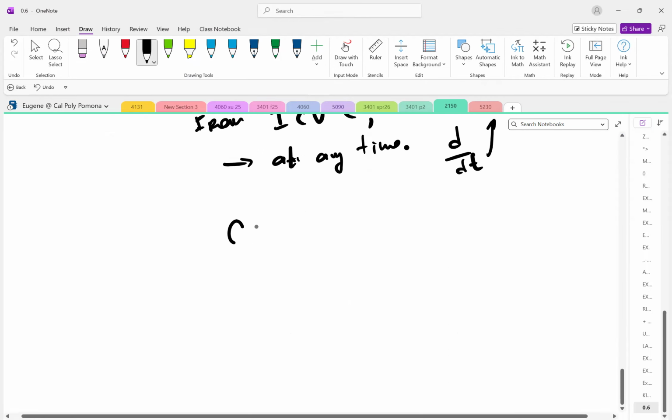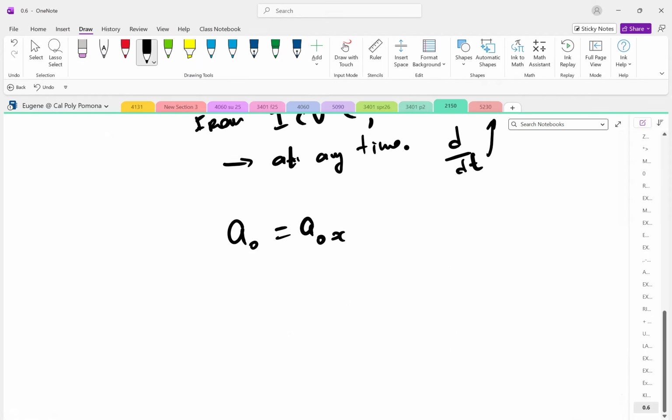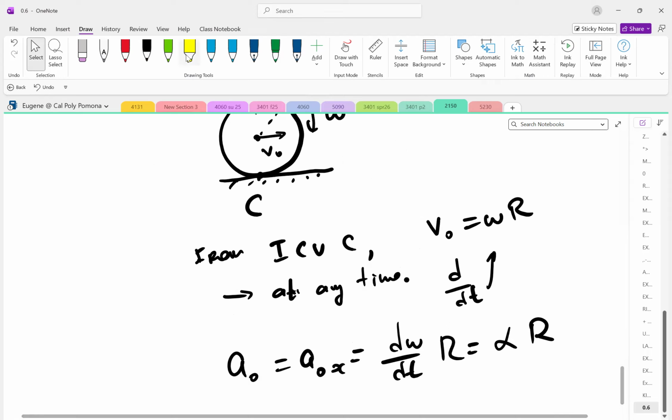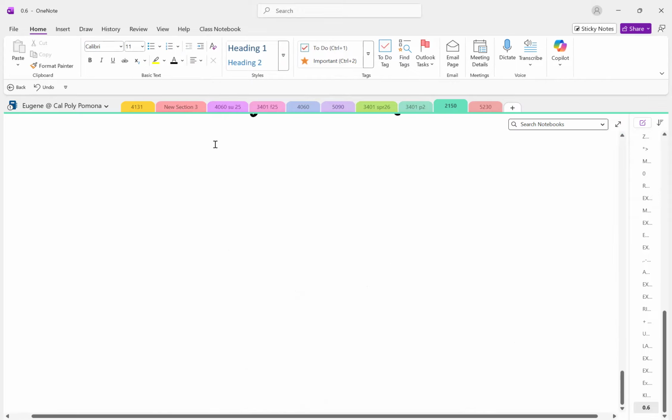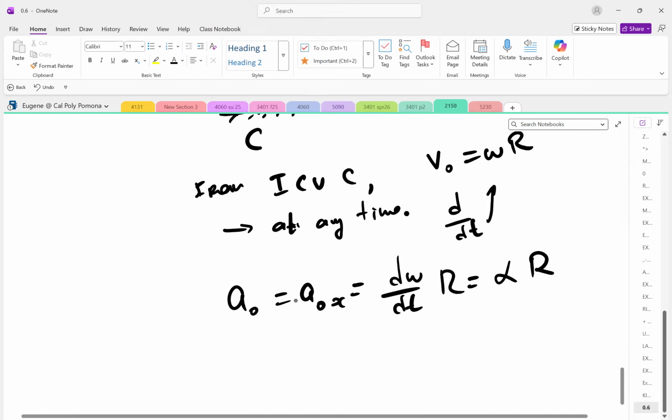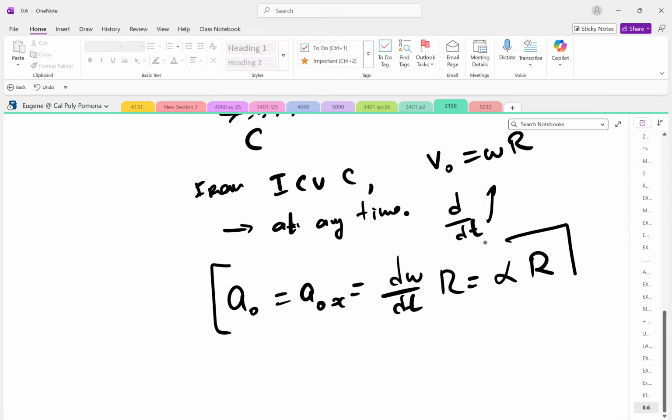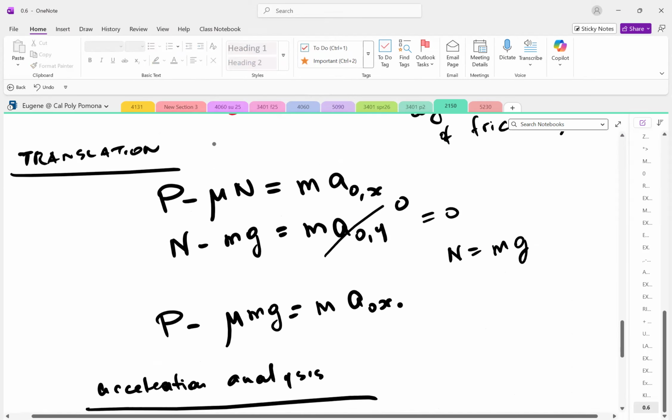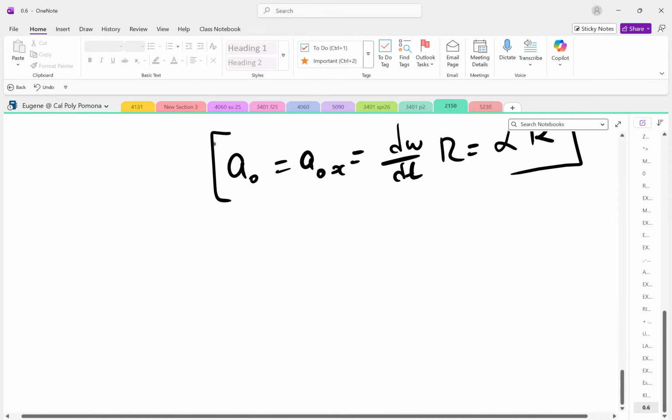And we have a_O, which is a_Ox, equals d omega over dt times r, which is alpha times r. We will use this equation in a minute. We did the translational. Now we go over rotation.